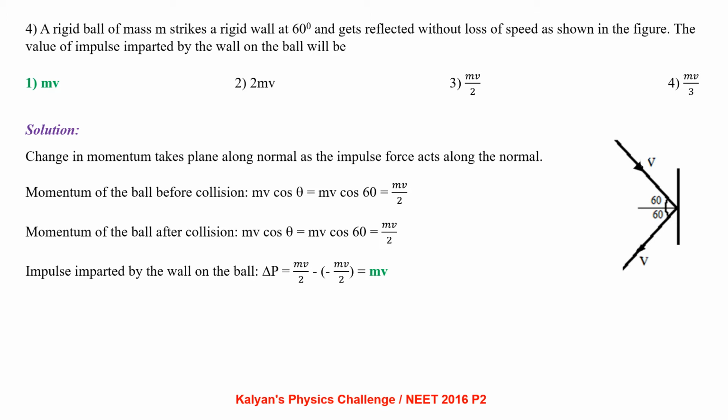perfectly elastic collision. Then change in momentum will be taking place in a direction in which impulse acts during the collision. In the case of ball colliding with the wall, the impulse will be acting along the normal, so the change in momentum will take place only along the normal. The initial momentum, that is before collision, is mv cos theta, that comes out to be mv by 2. Since there is no loss of velocity, from the diagram we can see the final momentum, that is after collision, is also equal to mv by 2. Now the change in momentum is mv by 2 minus of minus mv by 2, that comes out to be mv.